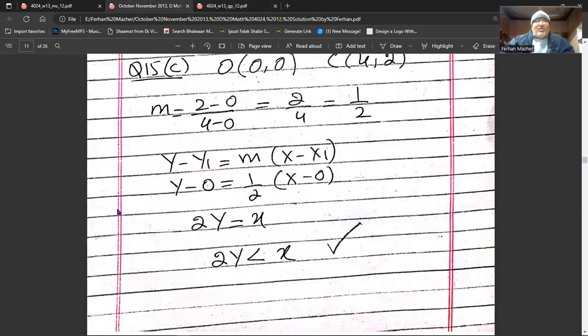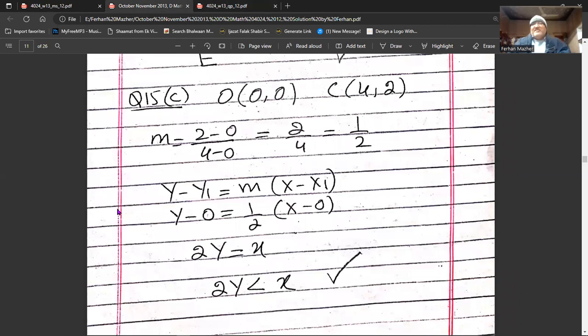So I will find out the O point 0, 0, C point 4, 2. The M, the gradient of the OC will be y2 minus y1 divided by x2 minus x1. So I will find out the gradient. The formula is y2 minus y1 divided by x2 minus x1. It will be 2 minus 0 divided by 4 minus 0. That will be 2 by 4, and that will be 1 by 2.